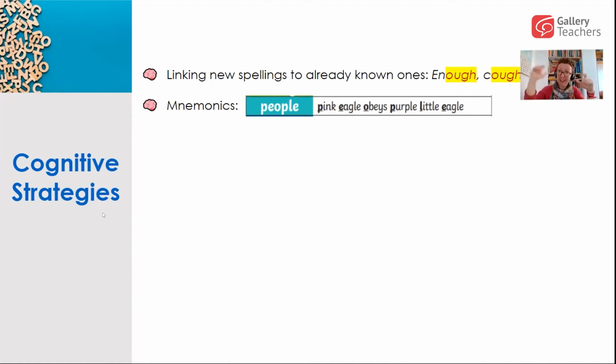And then maybe on the other side of the book, spellings or vocabulary notes to do with topics. The next one, mnemonics. Again, it's a hard word to spell. I had to check that one. So one way that students can remember how to spell people is pink eagle obeys purple little eagle.